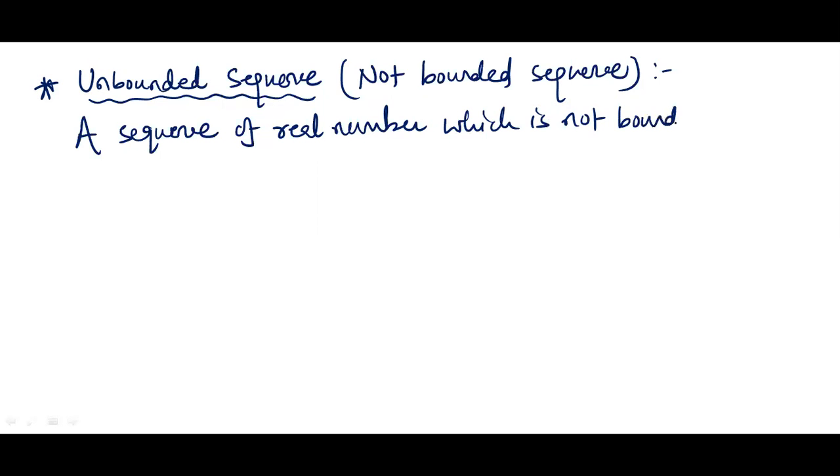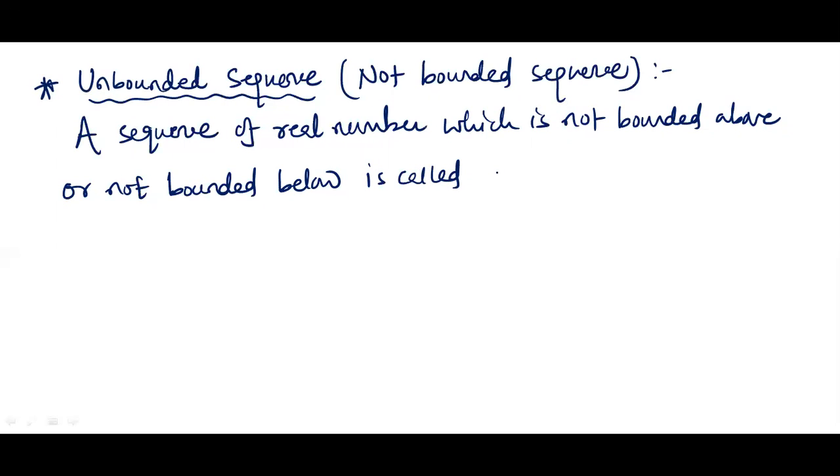Next definition, unbounded sequence. A sequence which is not bounded above or not bounded below is called an unbounded sequence.